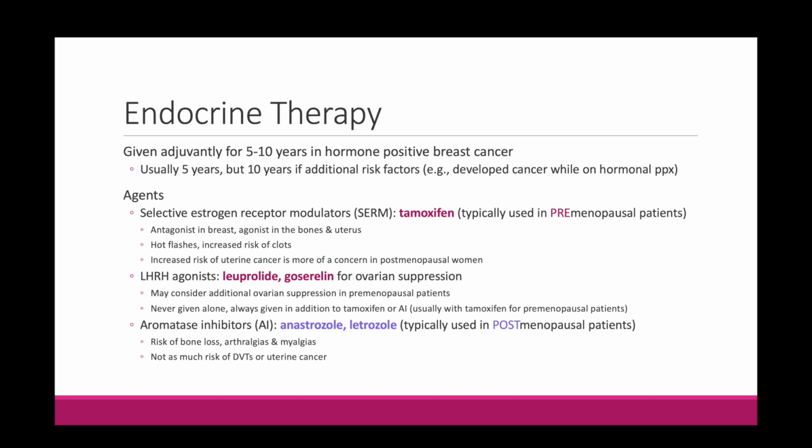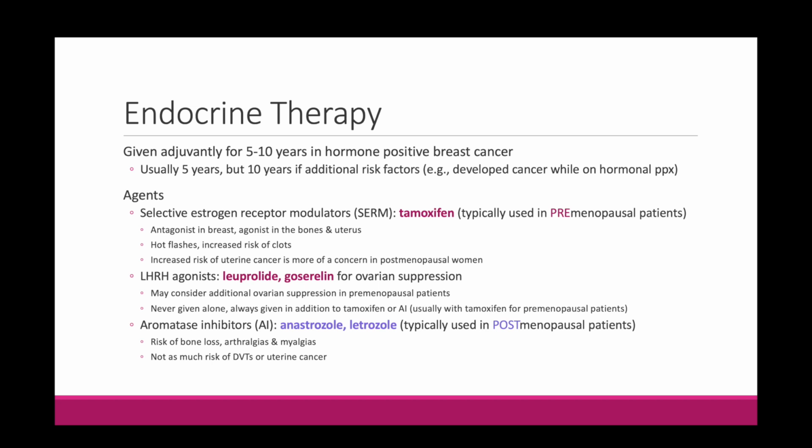Now, what are some of the agents that we use to treat breast cancer with endocrine therapy? So in premenopausal patients, the drug that you'll hear used most often is tamoxifen. It's usually 20 milligrams of tamoxifen given daily for 5 years.